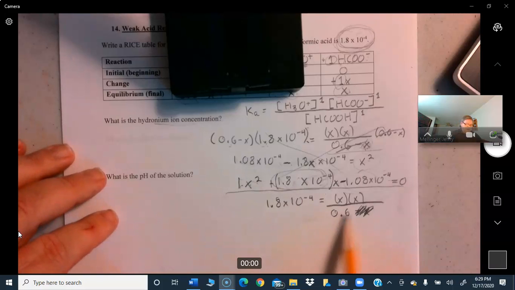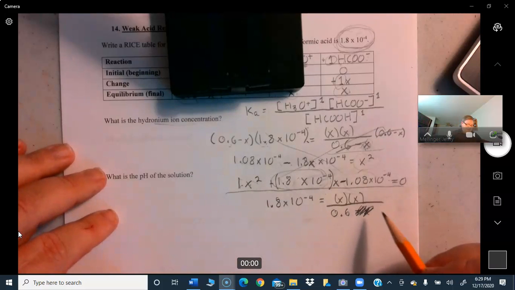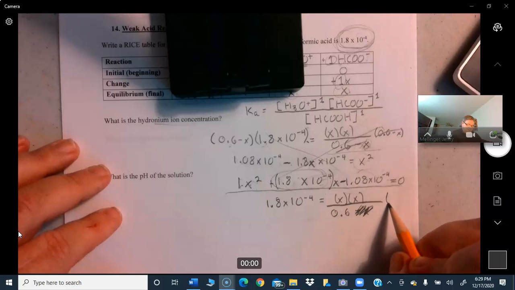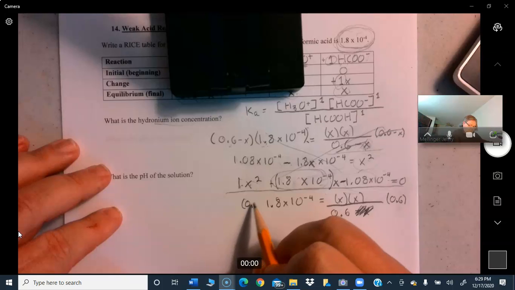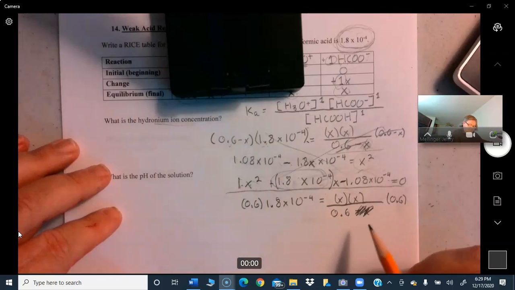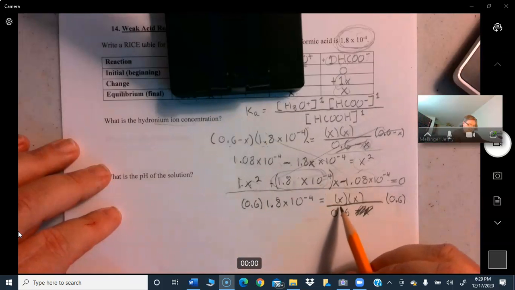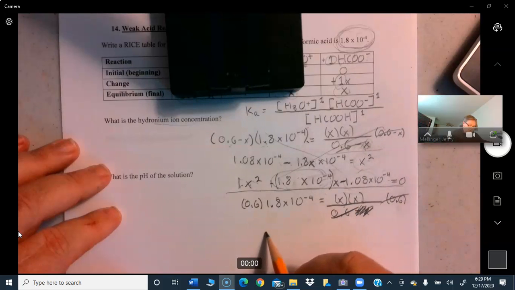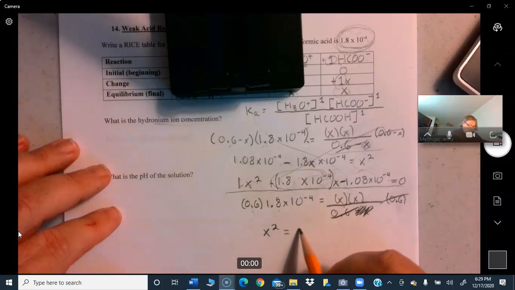Okay, so now we're ready to go ahead and do the algebra on this. You're going to multiply both sides by 0.6. And what you'll end up with is x times x, these will cancel. X times x is x squared. I'm going to put that over on the left since that's where we usually put the variable. So x squared equals this times this. So again, that's 1.08.